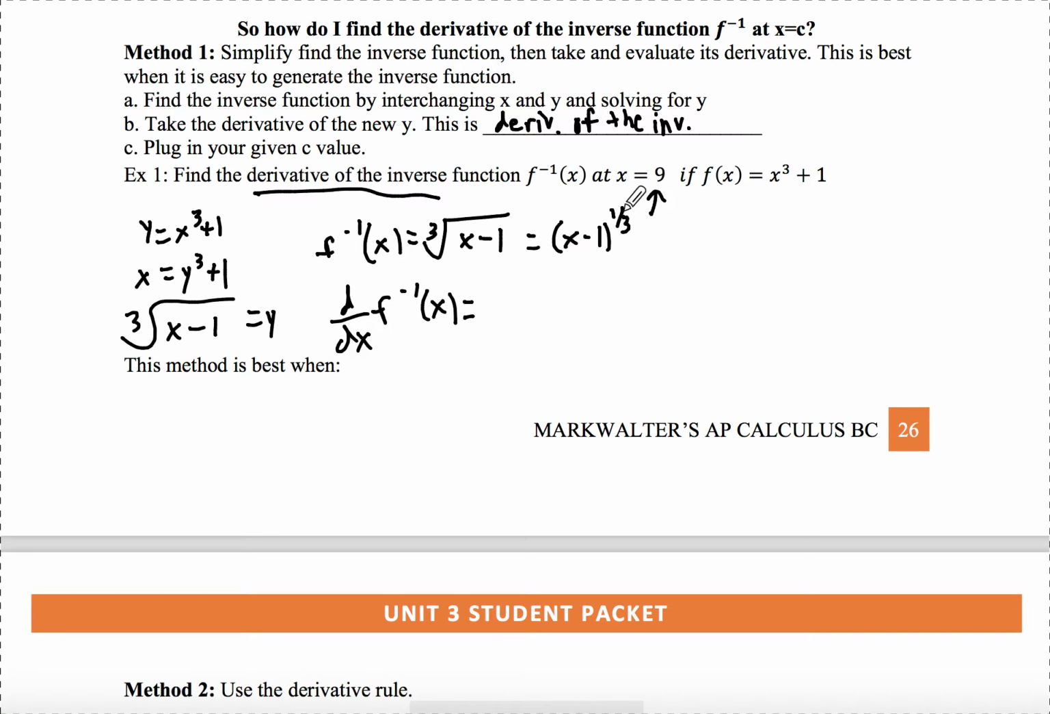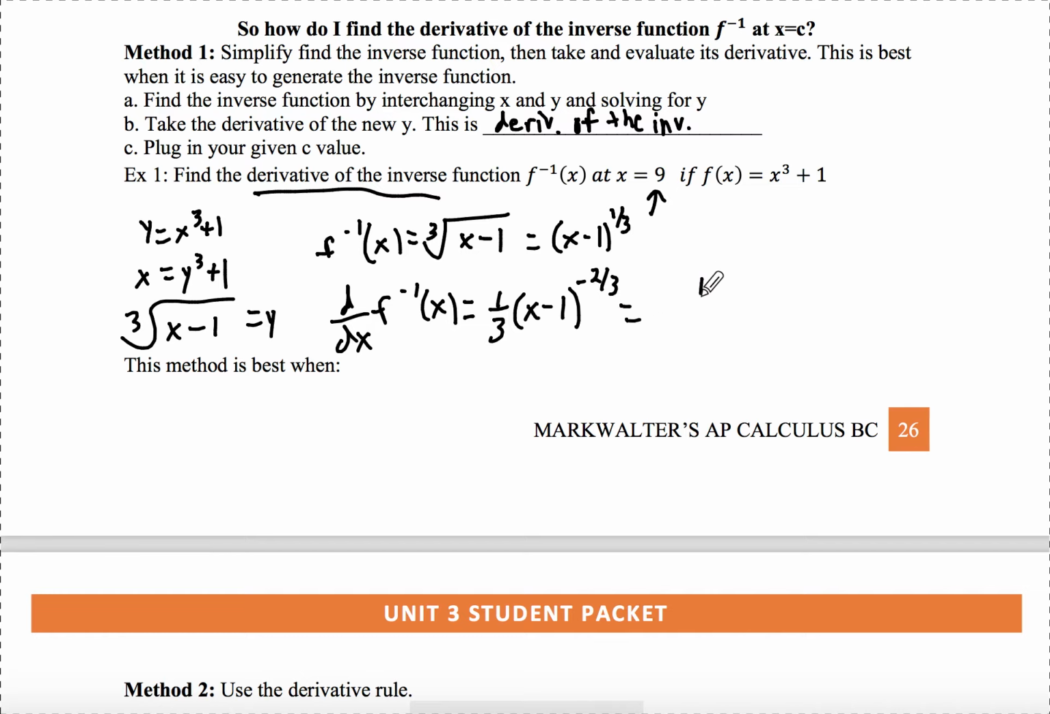And oh look, I'm going to have a chain rule thing. I have an inside and an outside function. So the derivative of this inverse is going to be, I'm going to bring down the power, keep the inside, subtract 1 from the exponent. Derivative of the inside, oh, that's actually just 1, so I don't even need to multiply by 1 because it doesn't change anything. So here's actually the derivative of our inverse.